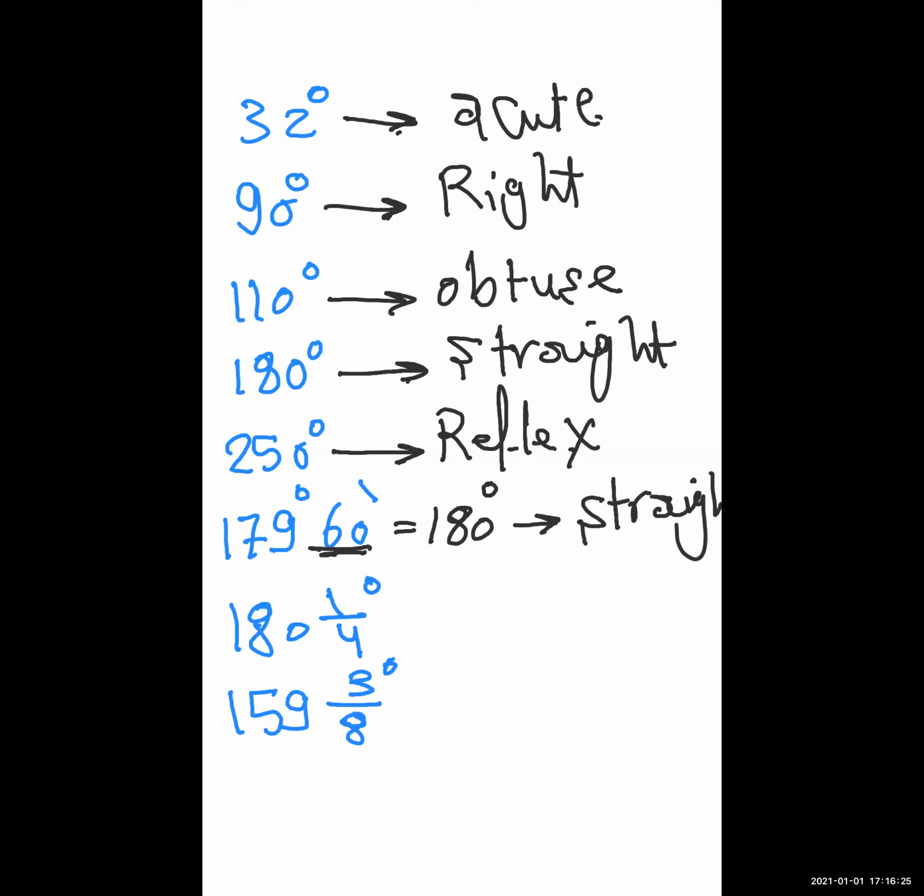Why? Because 60 minutes actually is 1 degree. So 1 degree plus 179 becomes 180. Okay, 180 and 1 over 4. So it's greater than 180, right? Even with 1 minute, I don't care. So it's a reflex. Then 159. Now this one is greater than 90 and less than 180, so it will be obtuse.